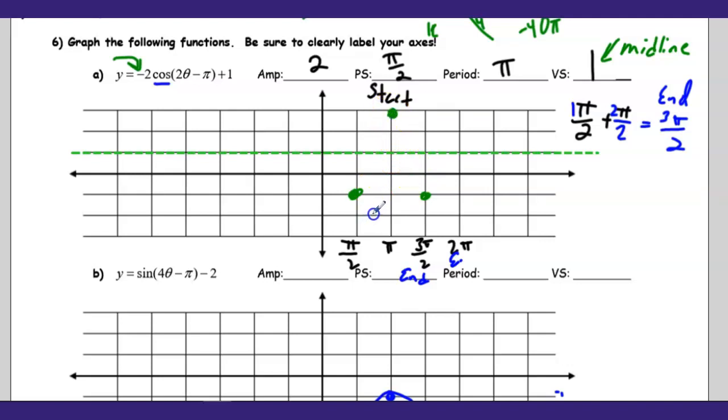All right. And now you have beginning, end, halfway in between. Guys, this is cosine right here. All right, it's a terrible drawing. Let me try it one more time.